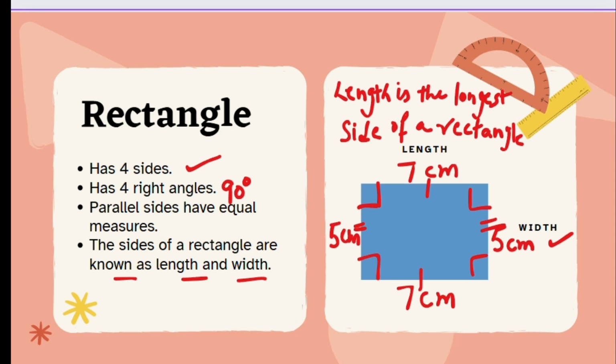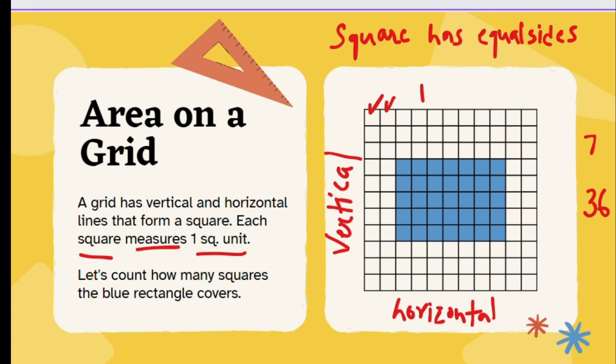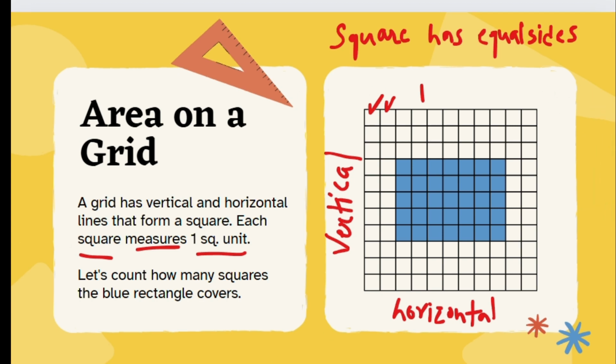Now we will learn about area. Here we will learn area on a grid. So what is the meaning of a grid? Basically, a grid is like a graph paper. A grid has vertical and horizontal lines that form squares. A standing line is called vertical, and a lying line is called horizontal, and the grid is made of little squares.